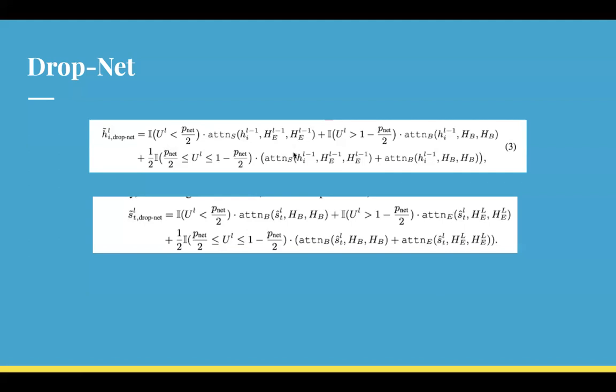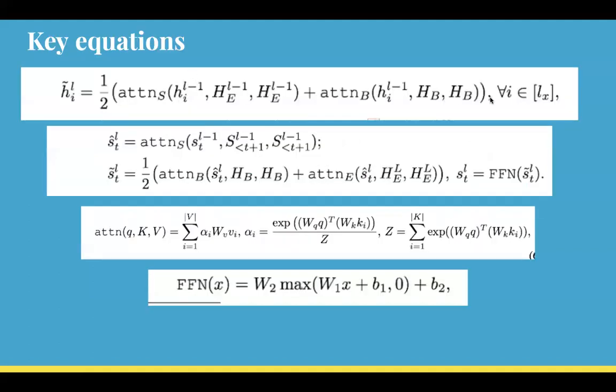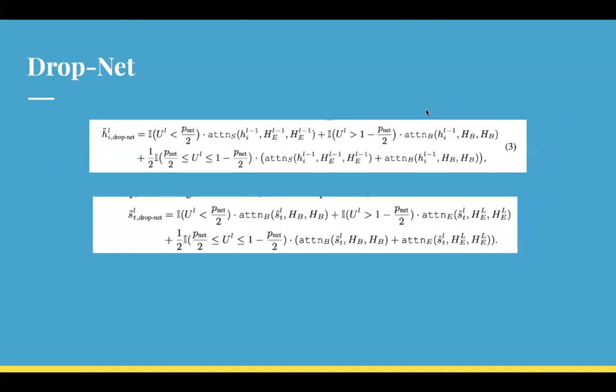And for any layer, with probability p_net by 2, either only the BERT encoder is used, or only the self-attention is used. But with probability 1 minus p_net, we use both the attention models to get the embeddings. And during inference time, the expected output of each attention model is exactly the equation we discussed earlier. And it turns out to be this. And similarly, the same thought process is carried out for the decoder.